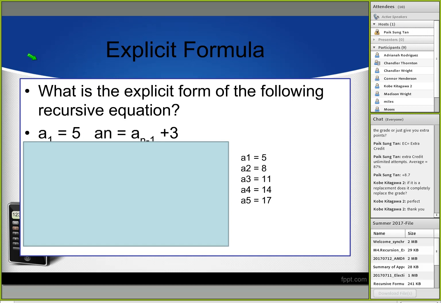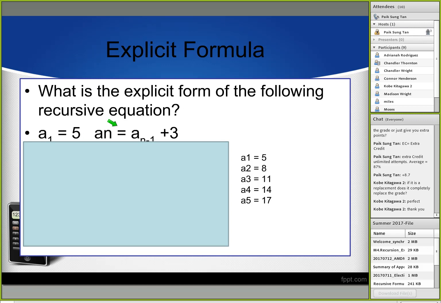Explicit formula. What is the explicit formula for the following recursive equations? Explicit formula means our regular formula, like y equals x plus 3, is an explicit formula. This is a recursive formula. A recursive formula always refers to the previous term to calculate the next term. They are composed differently.